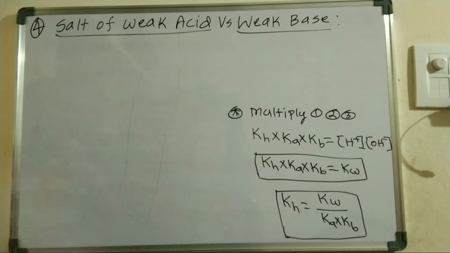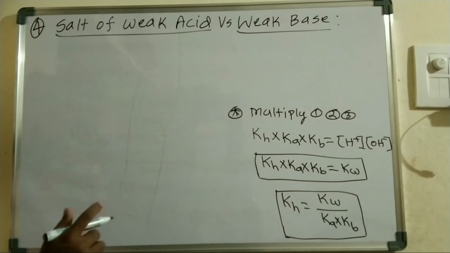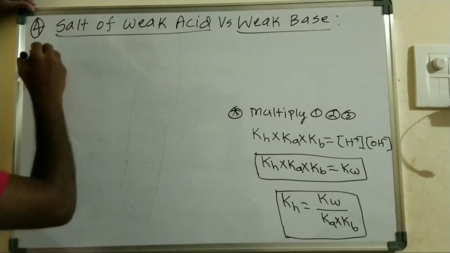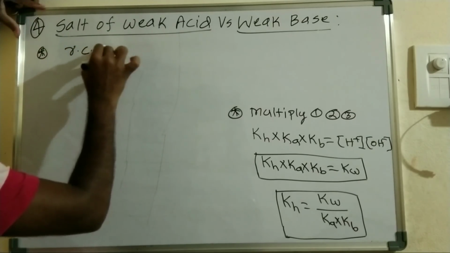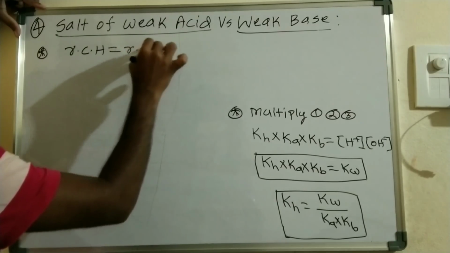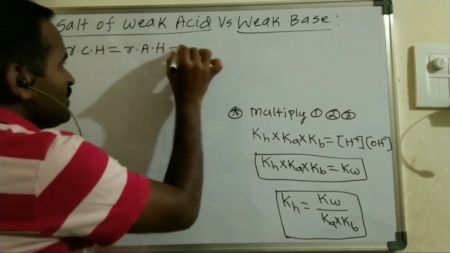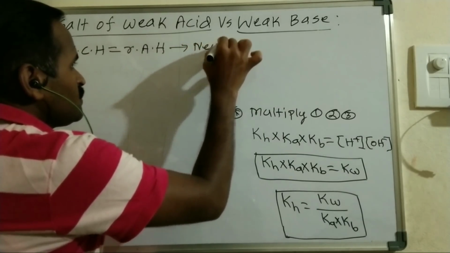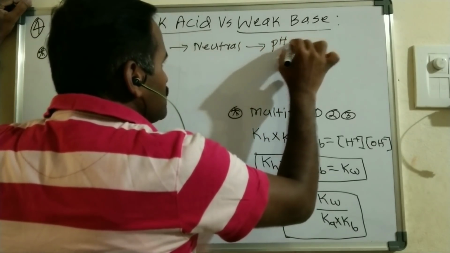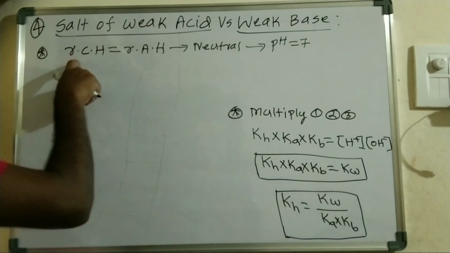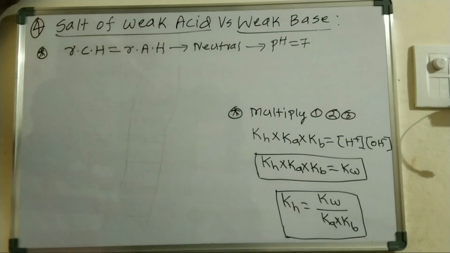So based on the rate of cationic hydrolysis and the rate of anionic hydrolysis, we can classify the solutions mainly into 3 types. One: the rate of cationic hydrolysis is equal to the rate of anionic hydrolysis. Then the solution is a neutral solution, and its pH is always equal to 7, right? So if the rate of cationic hydrolysis equals the rate of anionic hydrolysis, then the solution is a neutral solution, and its pH is equal to 7.